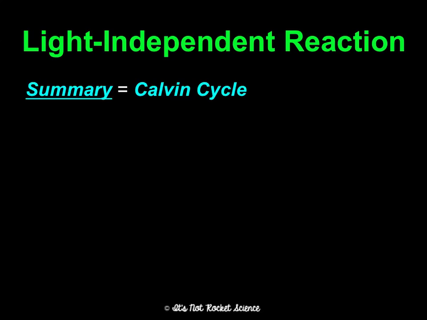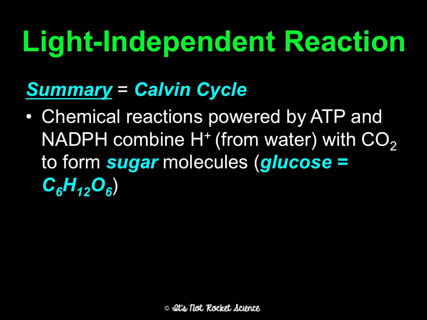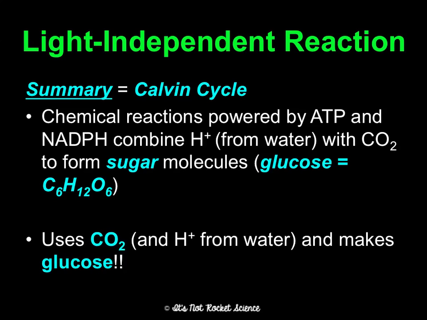Alright, summary. This is the Calvin cycle. A bunch of chemical reactions happen, and they're powered by ATP and NADPH. And basically what they're doing is they're taking hydrogens from water and combining them with carbon dioxide, and we're making sugar from it. So we're making that C6H12O6. So we're using CO2 and H's from water and we're making glucose. That's what's happening.